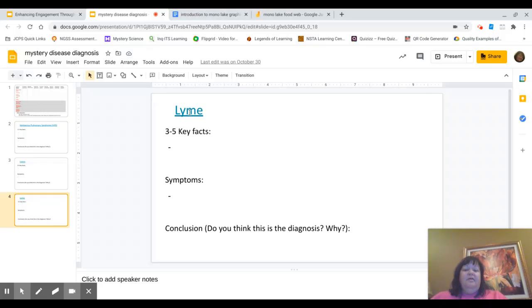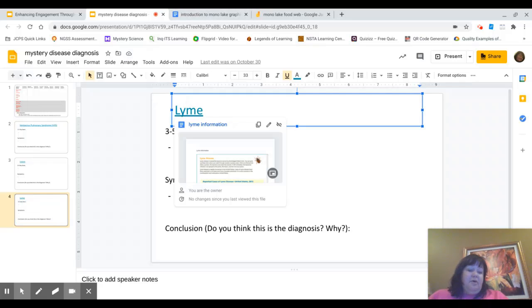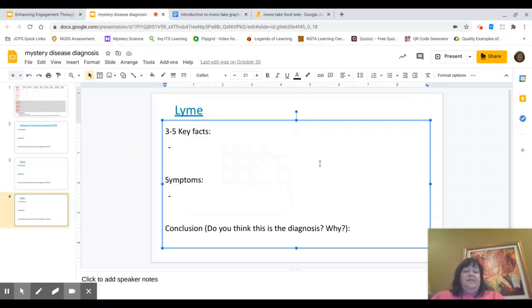And so they had a reading that, this is all, again, coming from our FOSS curriculum. They had a reading that they had to go through. And then as a group, they just had to fill in this slide. What were some important facts about the disease? Tell us some things about those symptoms that they would have if they had Lyme, and then your conclusion. Do you think this person has the disease and why?